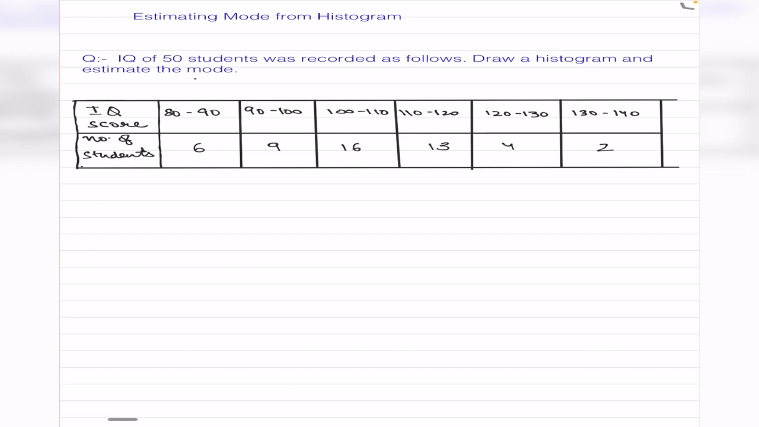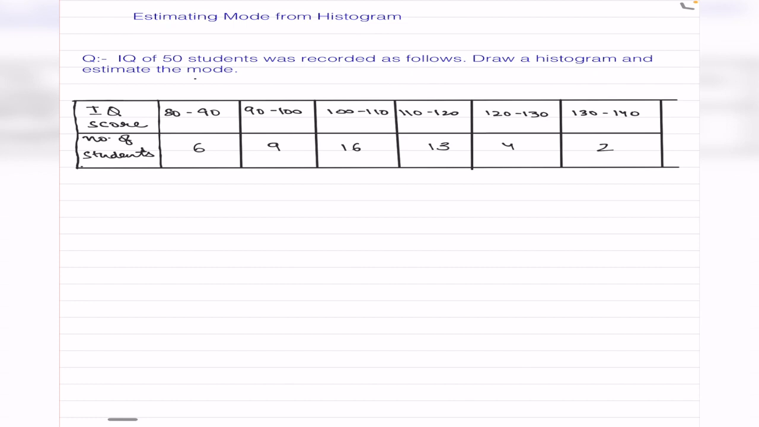Now children, we will find out the mode with the help of a histogram, and this we will do on graph paper. So I'll just explain with the help of the question. IQ of 50 students was recorded as follows. Draw a histogram and estimate the mode with the help of the histogram. So they have given the IQ score and the number of students. So our class intervals start from 80 to 90, 90 to 100, up to 130 to 140.